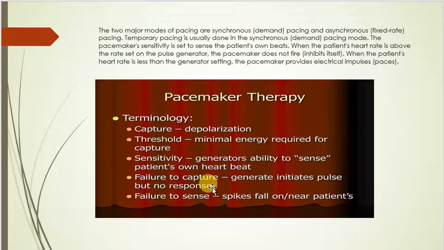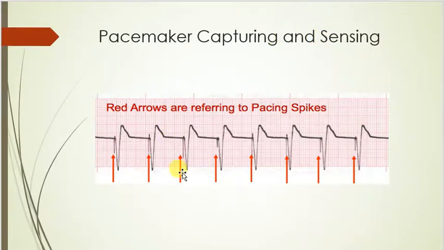And you've got the wires on there and you're going, what? But failure to sense means the spikes fall on or near the patient's own heartbeat. So you can oversense or undersense. You have a sensitivity dial, just along with the amplitude, that you can turn up or down that says, I'm going to be more sensitive to what the patient's heart rate is doing, or I'm going to be less sensitive, right? So for testing purposes, just be able to tell me that this pacemaker is obviously capturing and sensing.